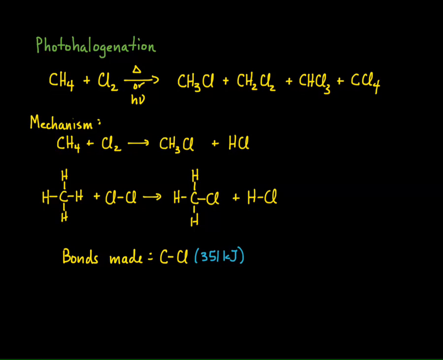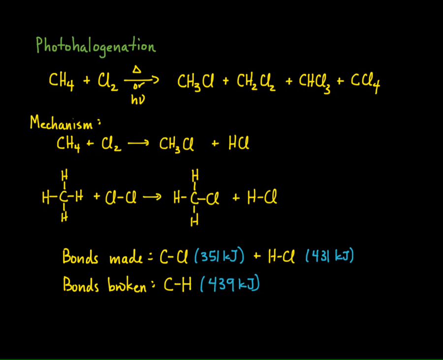And if we look at the energetics of this reaction, we see that to form a carbon-chlorine bond, 351 kilojoules of energy would be given off. To form a hydrogen-chlorine bond, 431 kilojoules of energy would be given off. But to actually break a carbon-hydrogen bond, we're going to need 439 kilojoules of energy. And to break a chlorine-chlorine bond, which is the lowest amount of energy, 247 kilojoules.